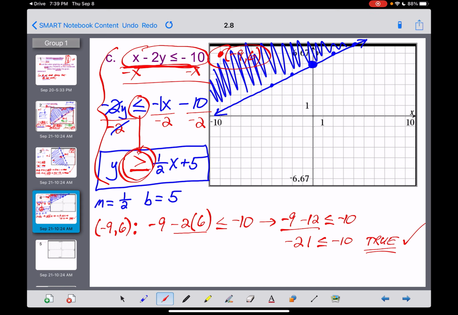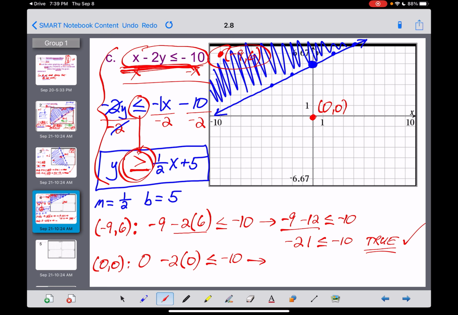And of course, no point is easier to test than the origin itself. So this is going to be my point I'm choosing here that should not work. Let's try it: 0, 0. And again, I'm going back into the original statement up here at the top, where x is 0 minus 2 times a y-coordinate of 0 should not be less than or equal to -10. Again, I'm expecting a false statement. Let's see what happens here.